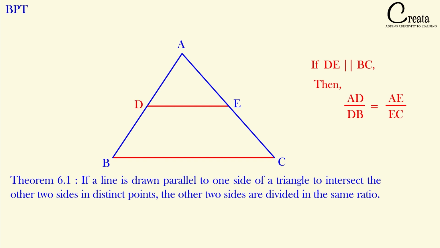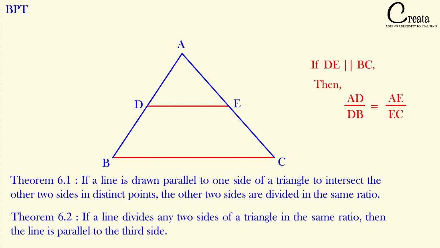Here point D is dividing the side AB into two parts, AD and DB, and E is also dividing the side AC into two parts, AE and EC. So AD upon DB will be equal to AE upon EC if DE and BC are parallel to each other. This is the concept of BPT, the basic proportionality theorem, the BPT theorem.